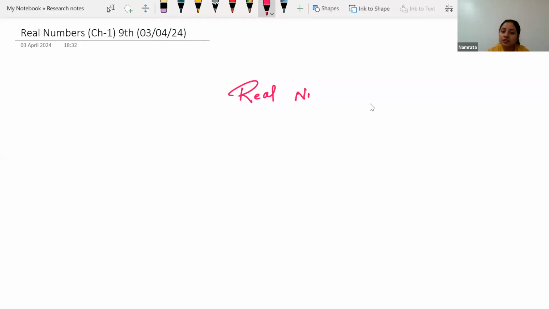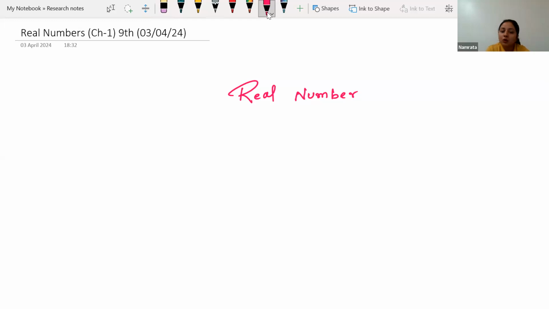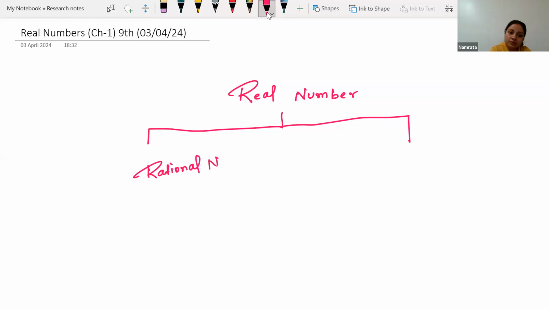Now, what exactly is a real number? We can divide real numbers into two parts. One is rational numbers, which you already know. Included in that, we will be including irrational numbers also. Now the name, let me write first. Real numbers, we can divide into two parts: rational numbers and irrational numbers. Here we will also discuss what an irrational number is, which was left in the previous class.